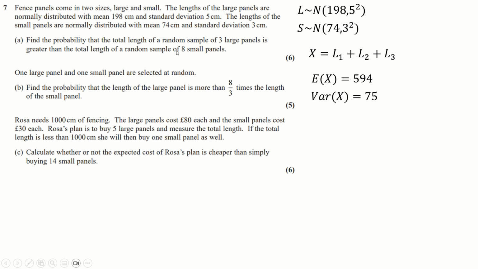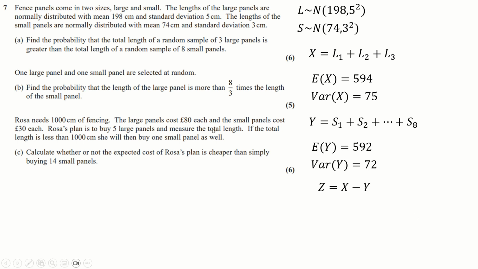Anyway, now we make another sample of y, we'll call it, where we add together 8 smalls. Of course, the expected value of y is just 8 times 74, and the variance of y is just 8 times 3 squared, which is 72. And now let's make one more distribution z, which we'll call x minus y. The reason I've done all this is because x is a distribution that describes 3 large, and y is a distribution that describes 8 small.